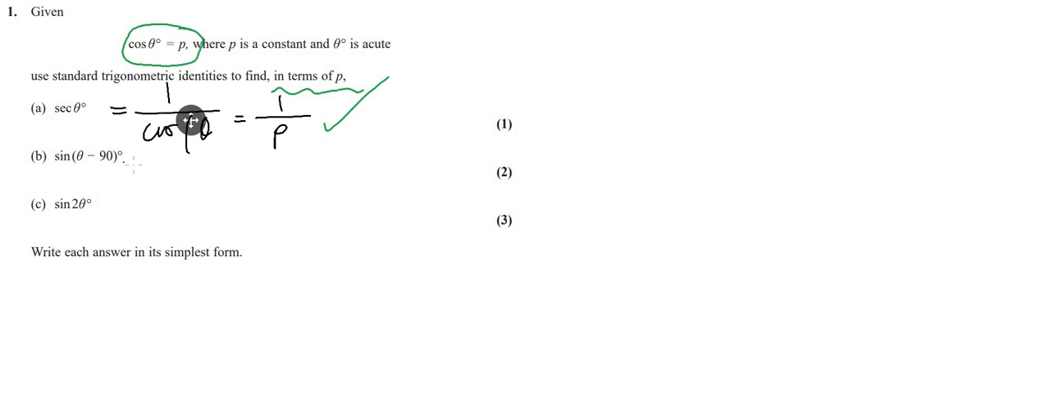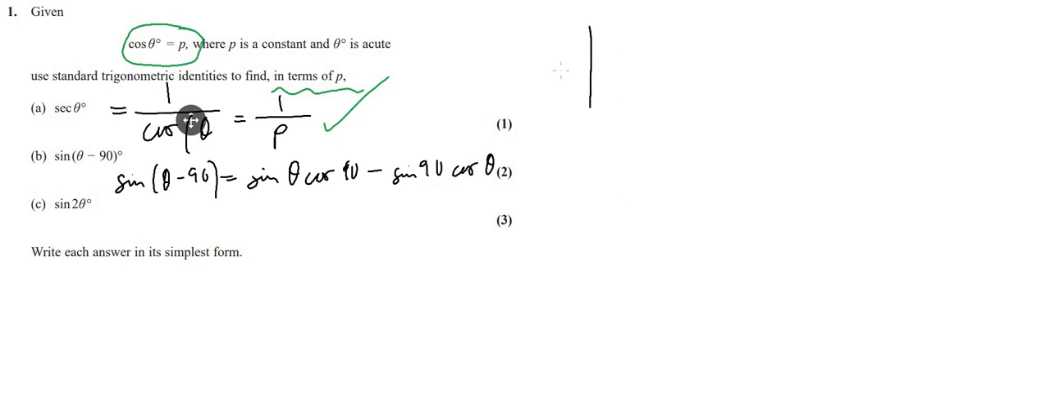Now, we've got sine of theta minus 90. Okay, well, this is an addition formula, obviously. So sine of theta minus 90 is sine of theta times cos of 90 minus sine of 90 times cos of theta. Okay, well, let's think about our graphs.